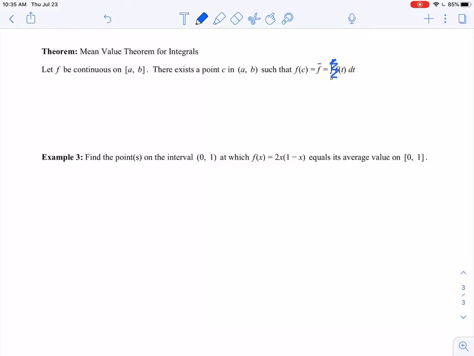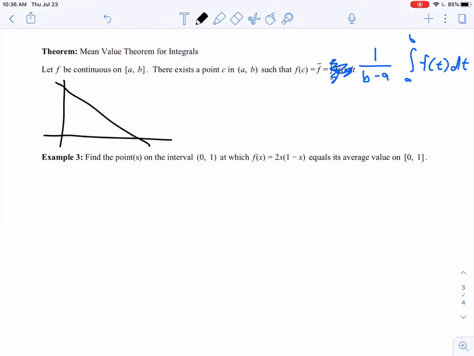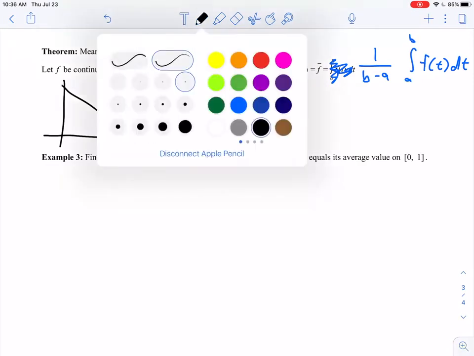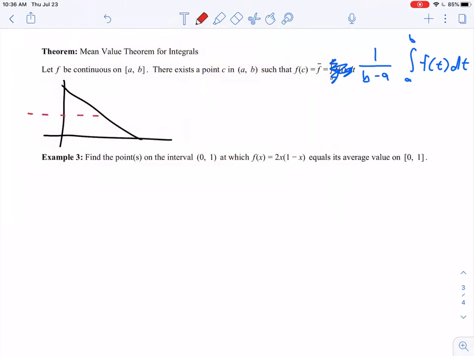is equal to, whoops, I have a typo right here. This is the average value, 1 over b minus a times the definite integral from a to b of f of t dt. So if you think about what average value says, average value just gives you the average y value. So if I was to graph just like a linear function, just to work with something nice here, and let's just work on 0 to whatever that point is, my average value would be right here.